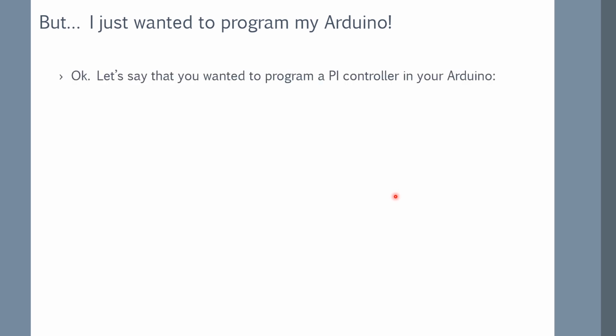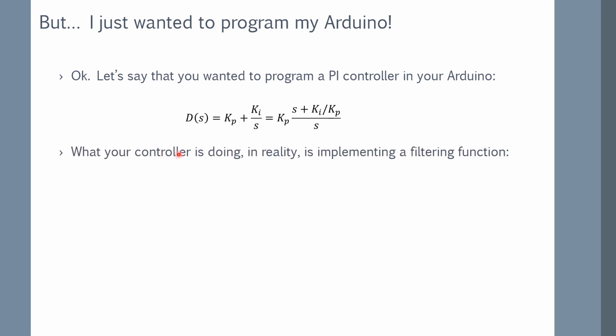Let's say you wanted to program a PI controller on your Arduino. If we go back to the Laplace transform definition of the PI controller, we get D(s) is some constant of proportionality plus the integral constant divided by s, because 1 over s is the integrator. We can represent it as this fraction if you want; it doesn't really matter. But what we can realize is that the controller is implementing a filtering function. This filter grabs the error, E(s), applies this filter, and then gives us some U(s). So in this case it's smoothing E(s). This is rather important to see: the control input is just a smoothed version of the error signal.